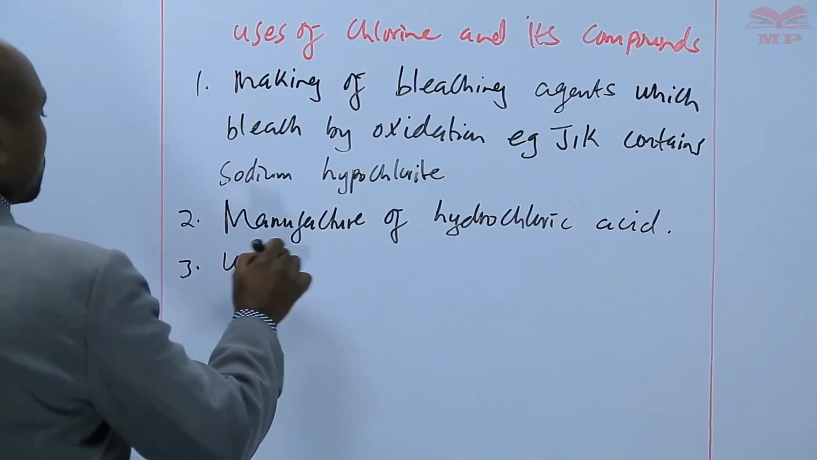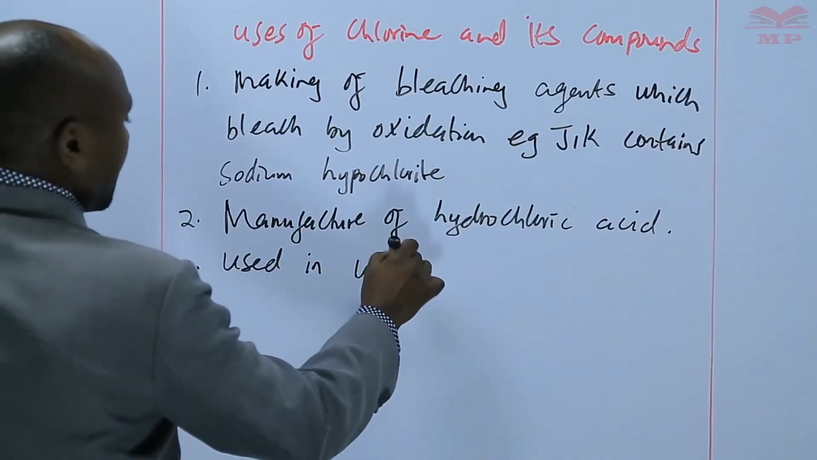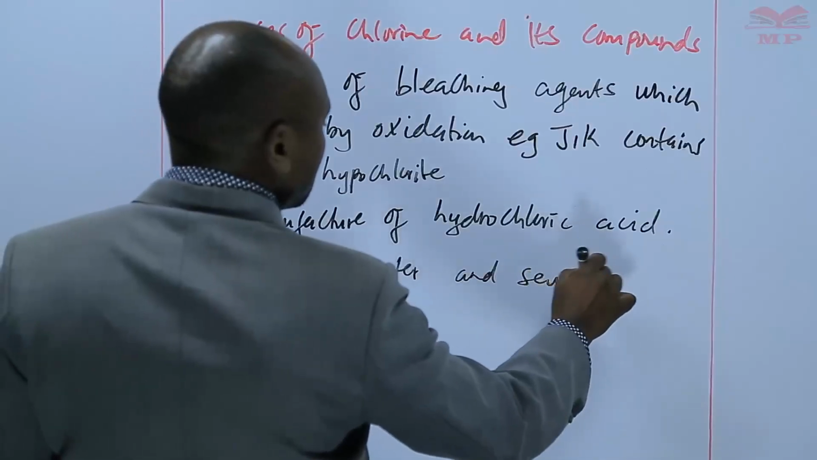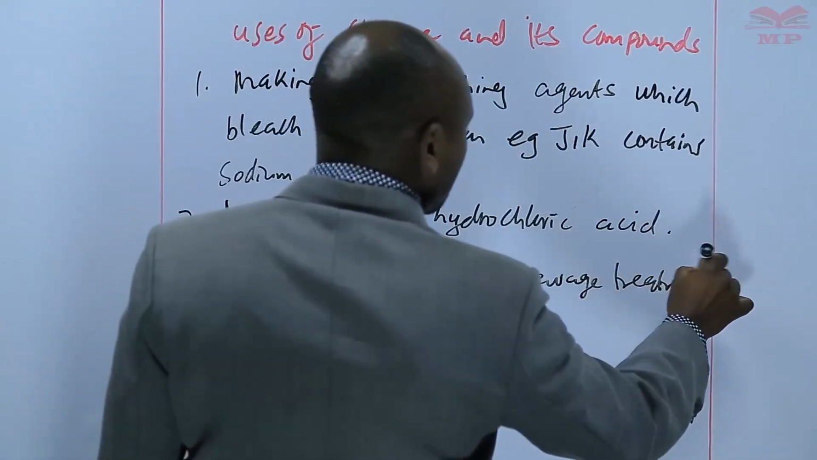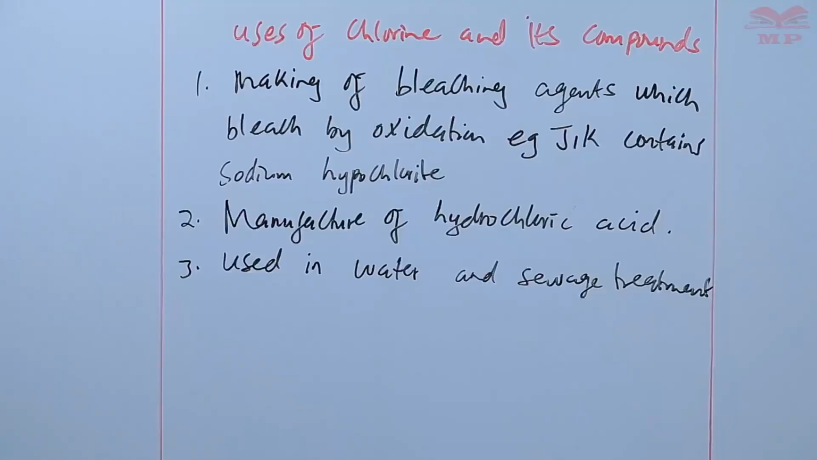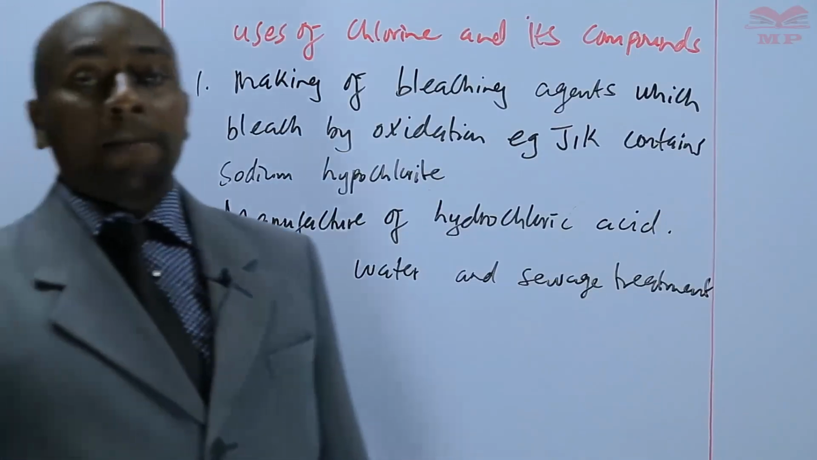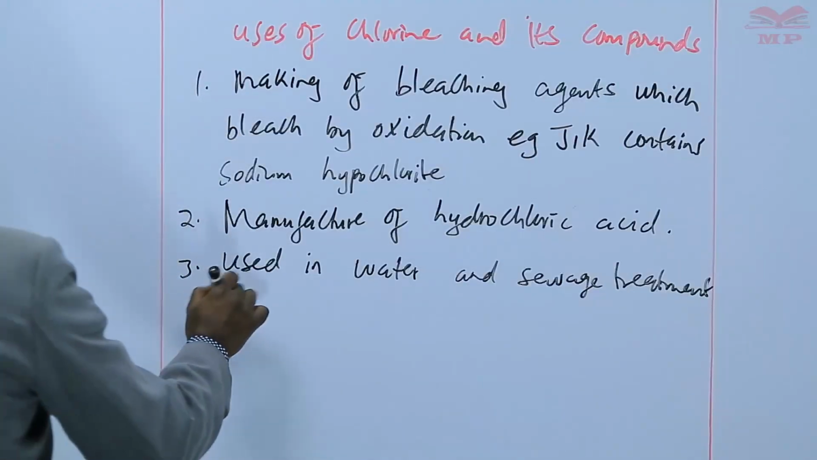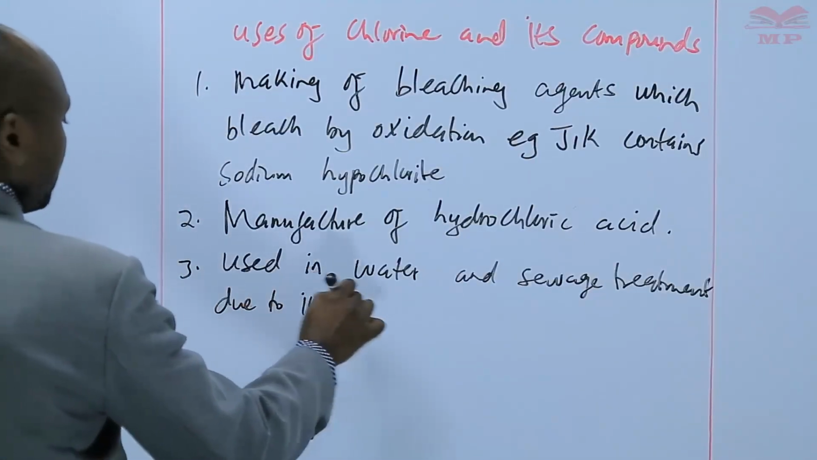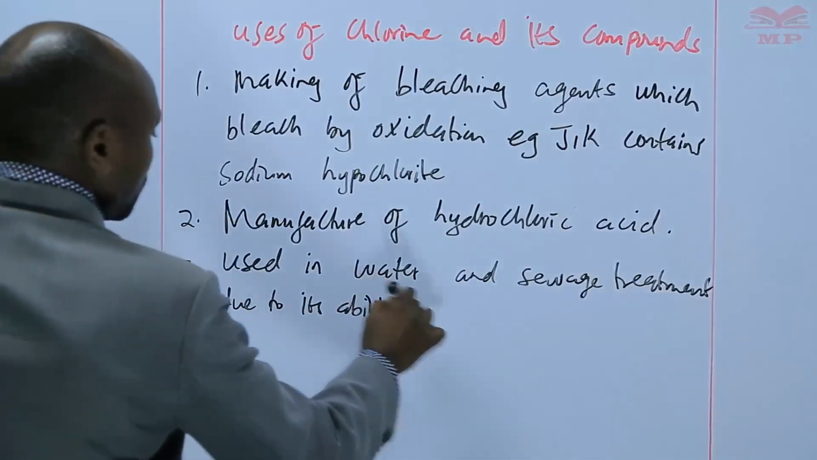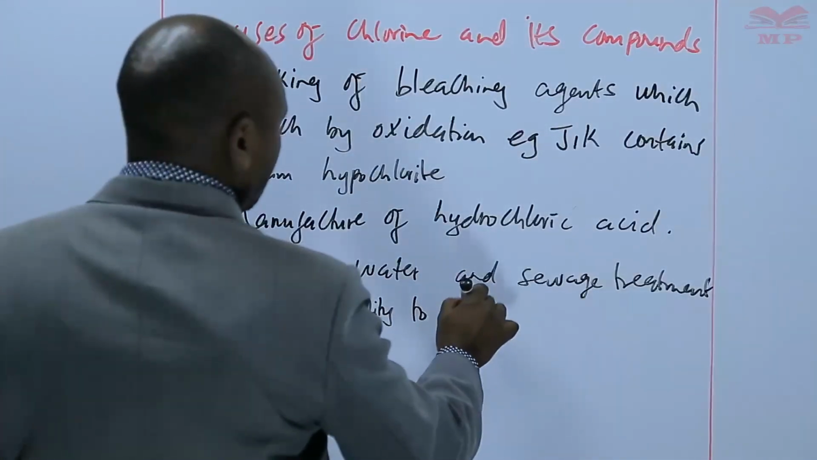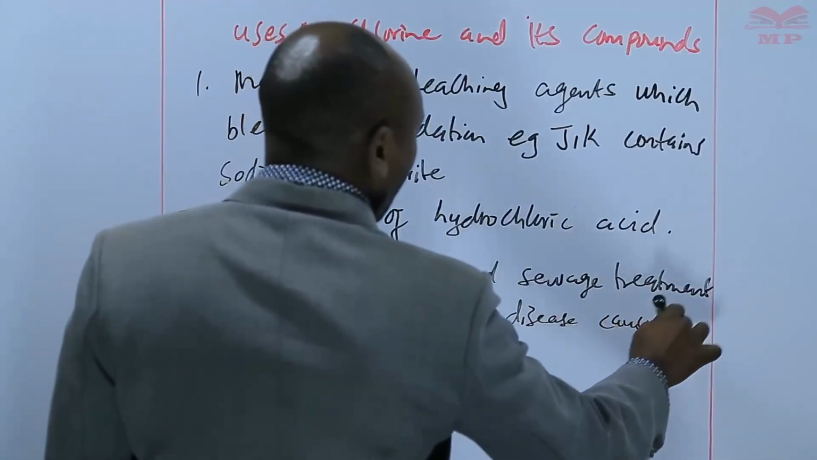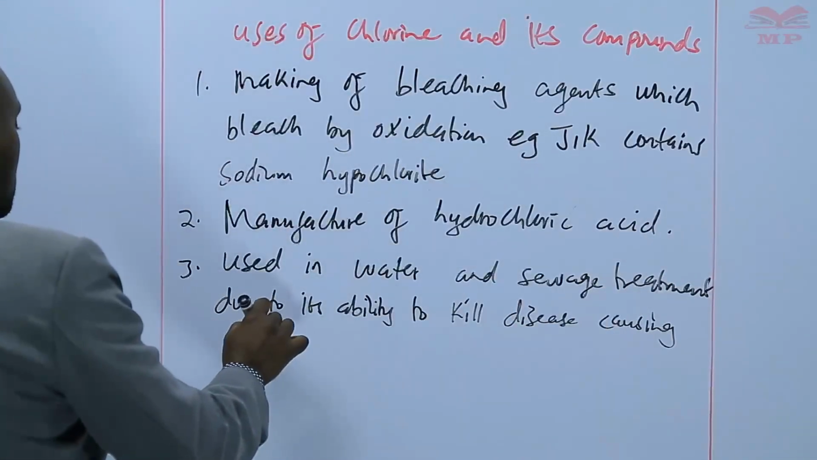Chlorine is also used in water and sewage treatment, because it has the ability to kill bacteria and other disease-causing microorganisms. So due to its ability to kill disease-causing microorganisms.